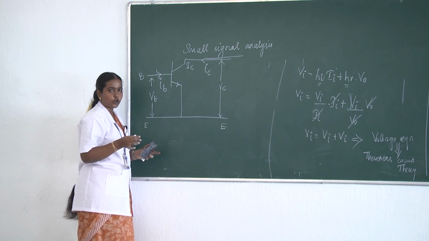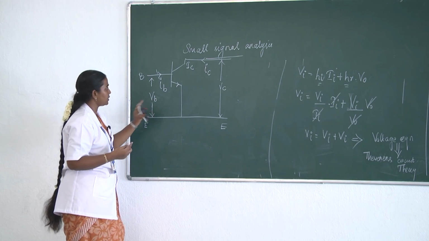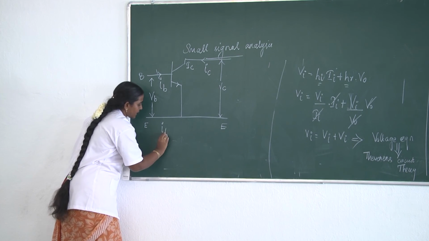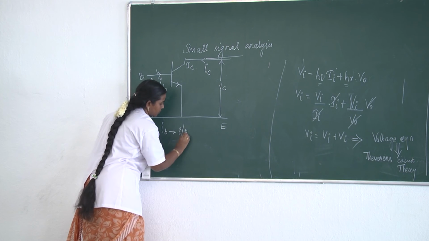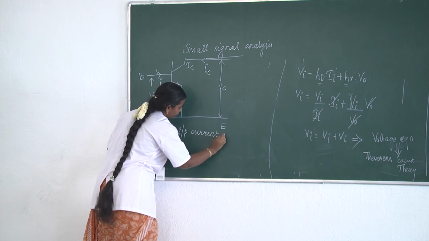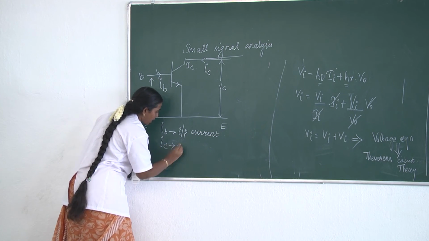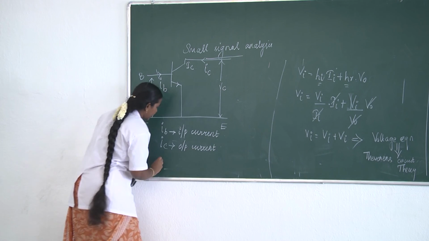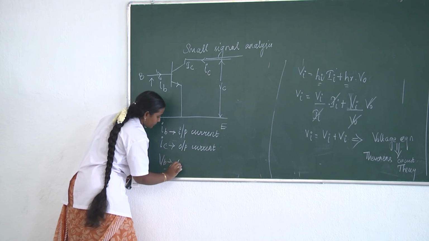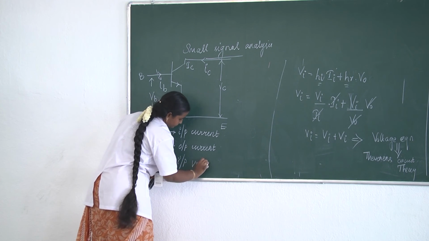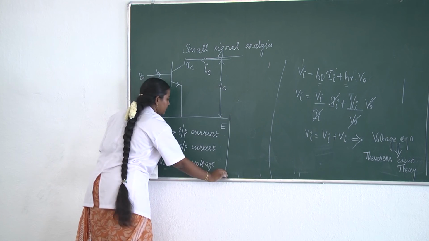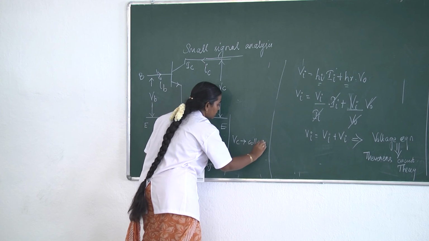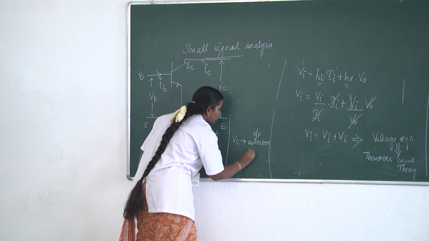Now I know all the four terms which are going to determine this equation. So first let me write what are the inputs and what are the outputs. IB is the input current, and I know that the collector is the output, so IC is the output current, and VB is the input voltage, and the fourth term is VC, which is the collector voltage, that is the output voltage.